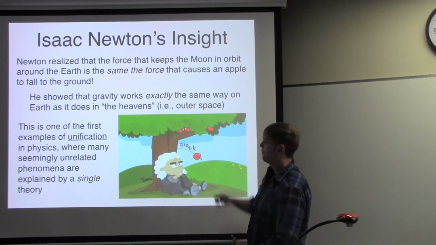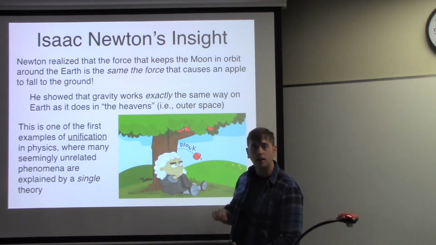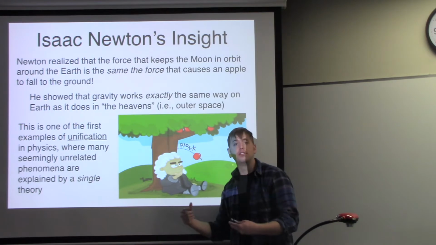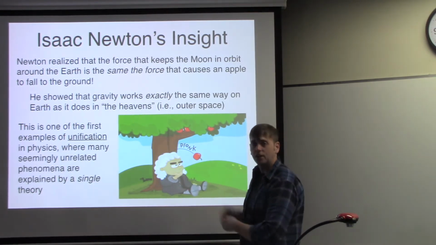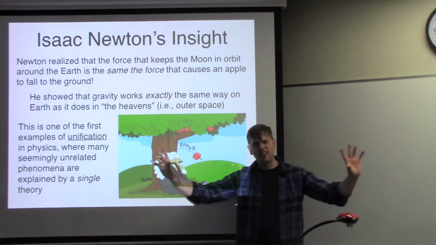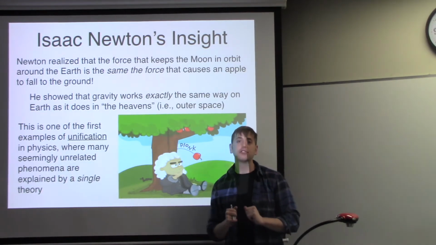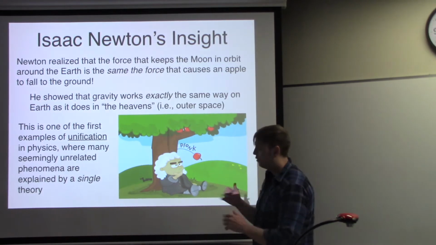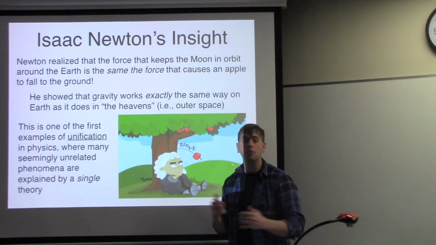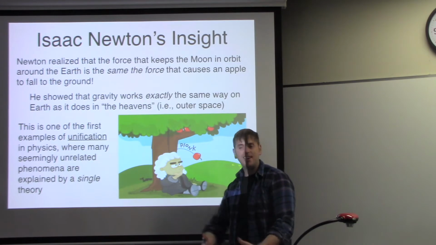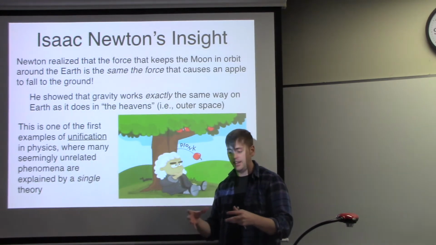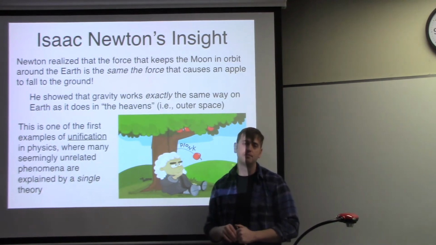He showed that the way an apple moves as it falls out of a tree is the same as the way the moon moves around the Earth because it's all explained through this idea of gravity. That's unification, where you take many different ideas that seem to be unrelated at first, and you explain them in one nice little package. That's unification, and that's really what physics is all about. We're trying to explain as many different things as we can in as simple a set of rules as we can, okay?